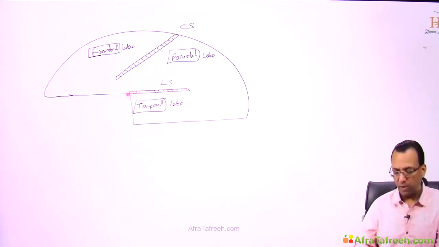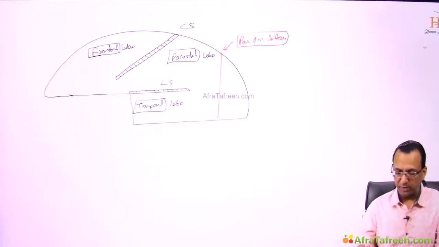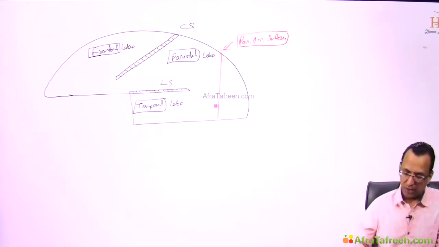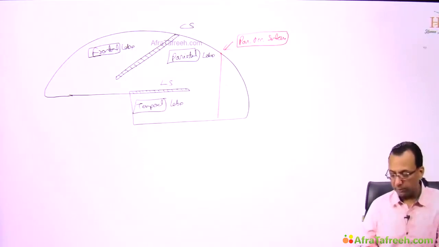Then you draw one imaginary line. That imaginary line starts at the parieto-occipital sulcus, and when you start at the parieto-occipital sulcus, you draw this imaginary line down so that you can separate the occipital lobe posteriorly. That is the occipital lobe posteriorly.